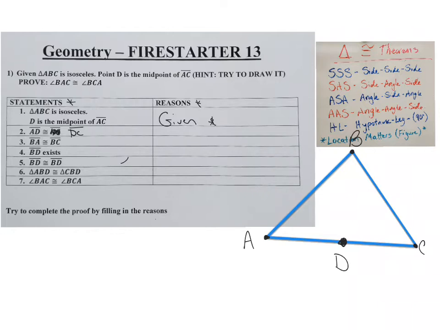So what they're telling me is the proof is saying this guy right here is congruent to this guy right here. Well, that's because D is in the middle of AC. Well, that's what it says right here. So the reason we actually get to say that is because that's the definition of midpoint.